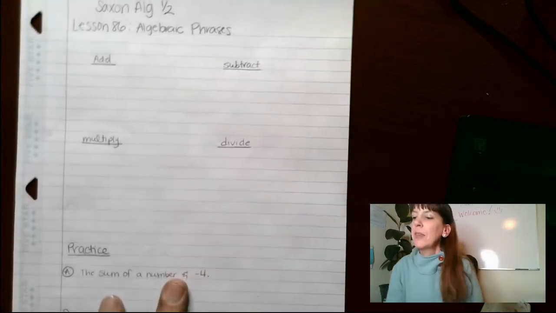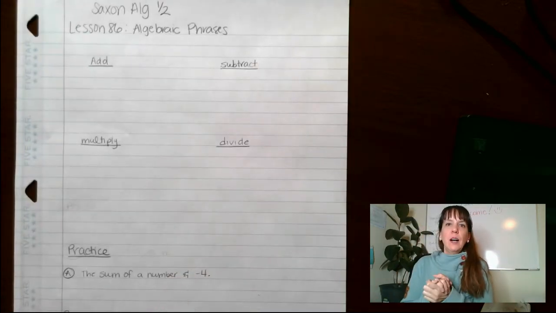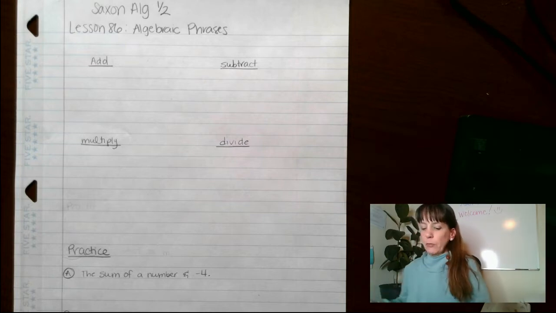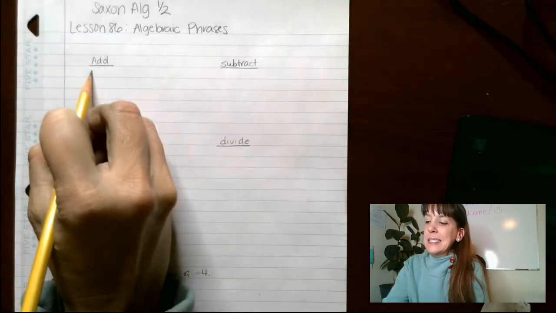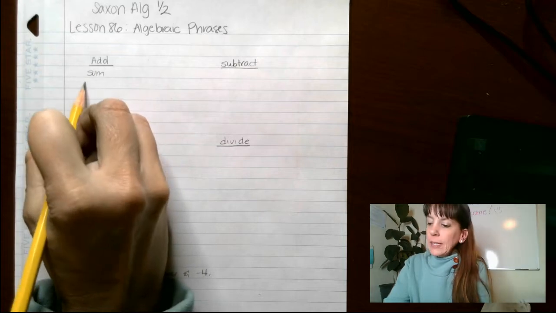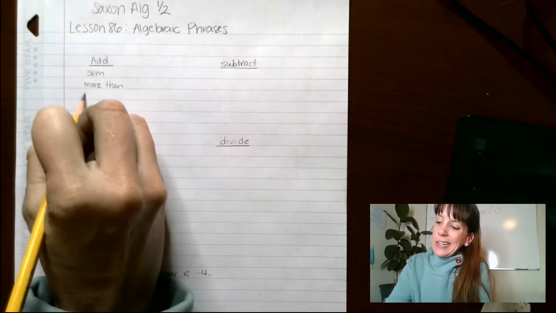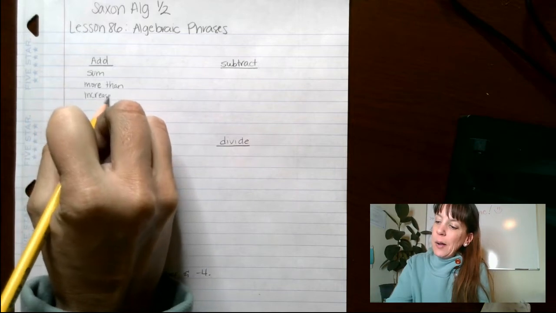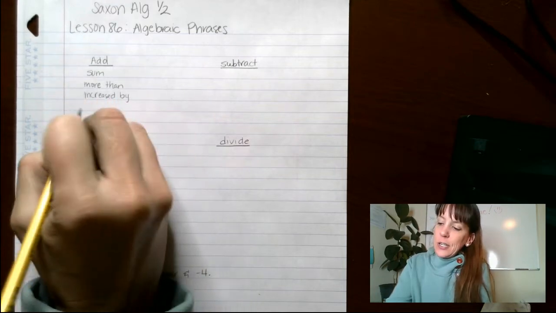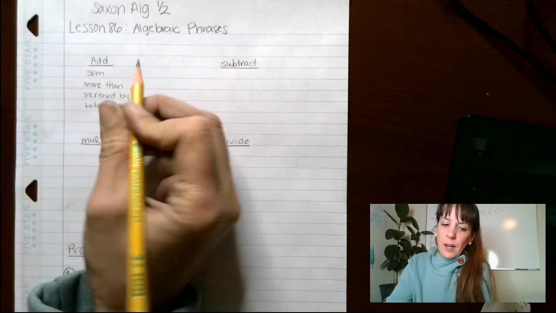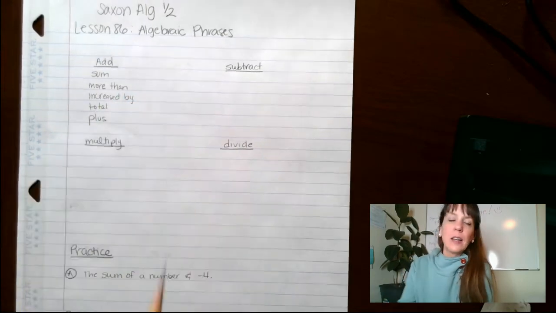You're going to use this quite a bit. We're going to talk about English words that mean math words. So for addition, we've got things like sum or more than. Make sure you're writing these down. More than, increased by, total, plus. Those are all going to mean addition.